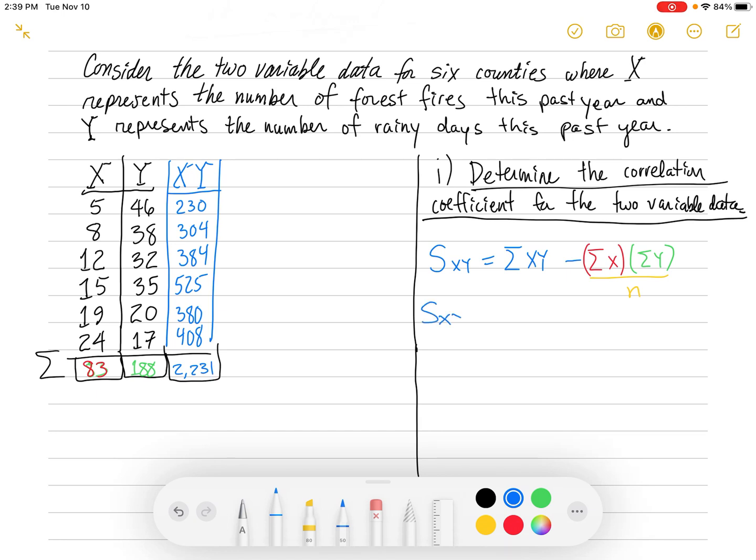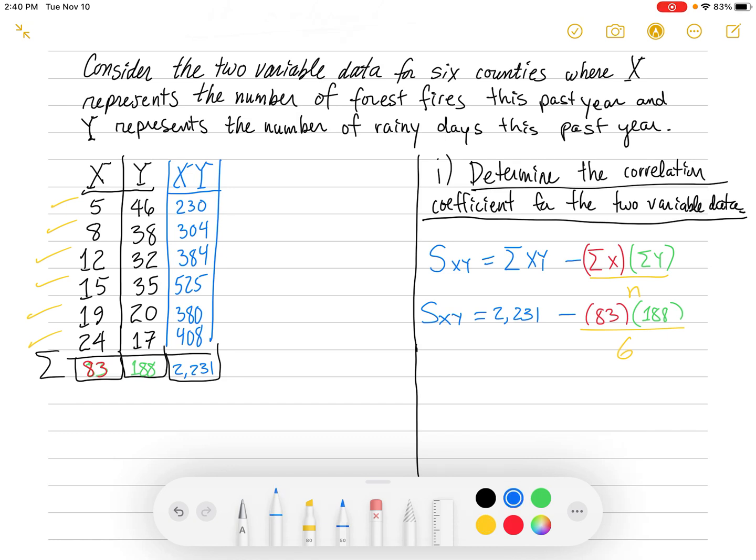So to find SXY, we're going to take the sum of the XY's, which is 2,231, minus the sum of the X's, 83, times the sum of the Y's, 188, divided by n. Now, what is n? n is 1, 2, 3, 4, 5, 6. We had 6 counties, so that's 6 data points. So I do that in the calculator.